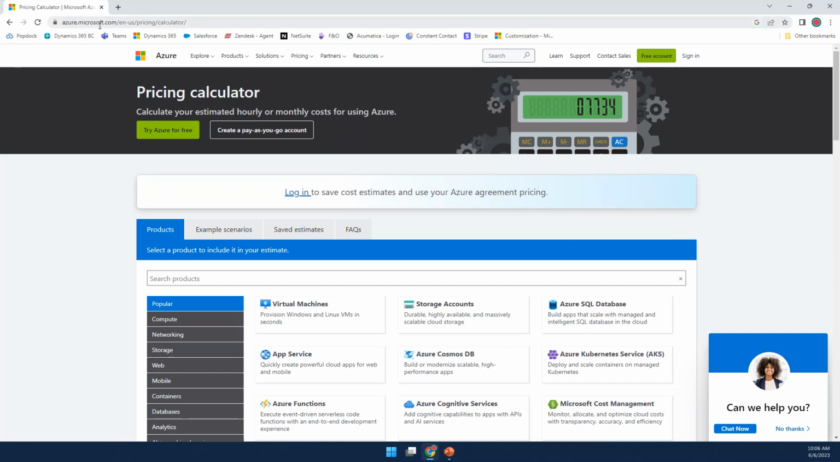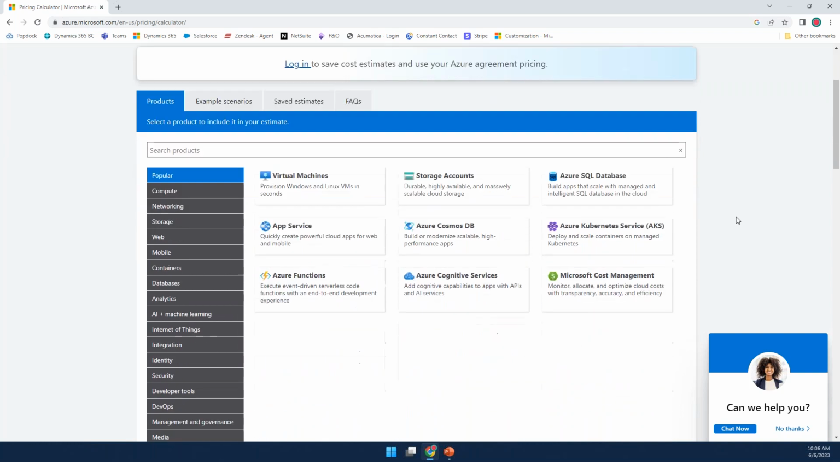Okay. Again, if you just search for Azure Calculator or Azure Pricing Calculator, it'll take you to this pricing calculator page. And you can do this not only for what I'm going to focus on today, which is going to be the data lakes portion, but you can do this for all kinds of Azure resources. So this can be a utility that you have. But let's jump right into data lakes.